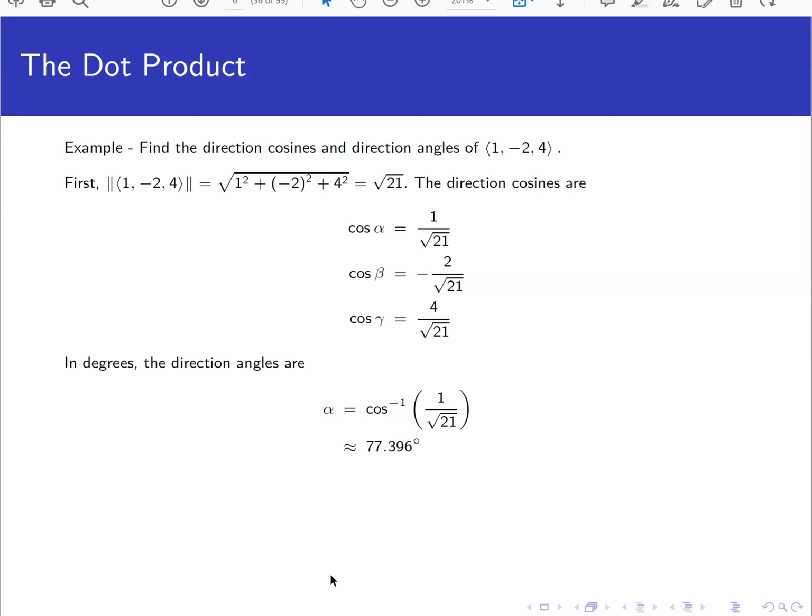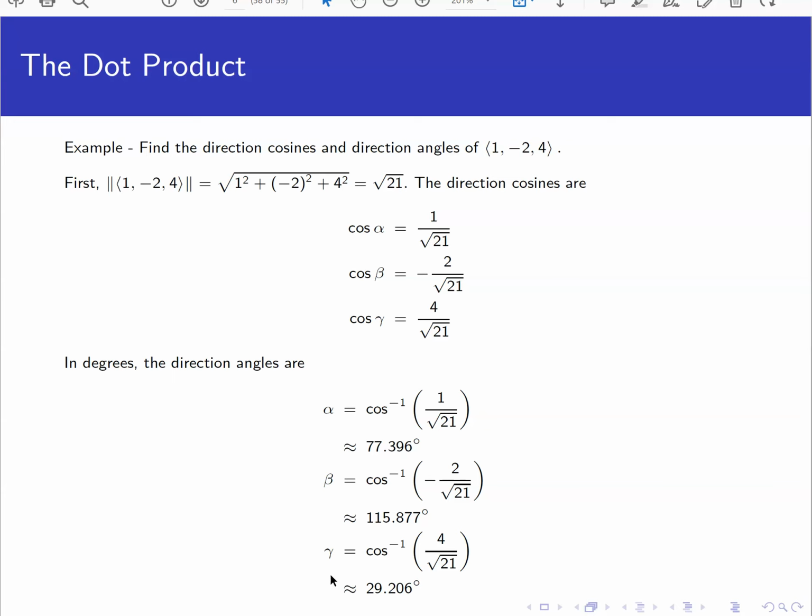Now if we want the direction angles, we take the inverse cosine of both sides. So alpha is approximately 77.4 degrees. Beta is approximately 115.9 degrees. And gamma is approximately 29.2 degrees.